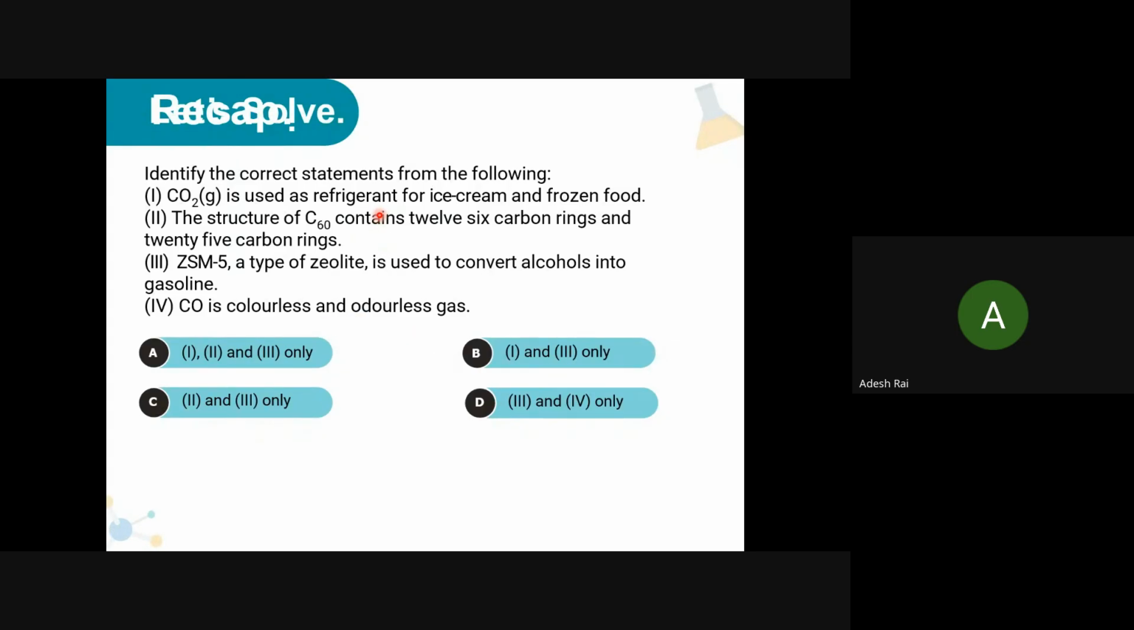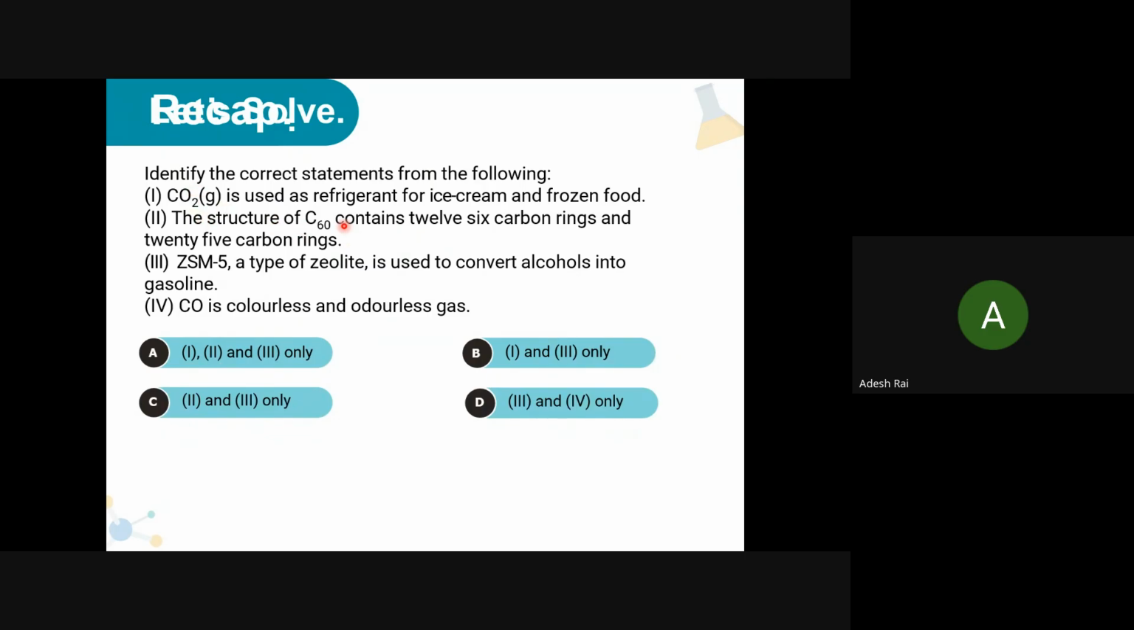Identify the correct statement from the following. Carbon dioxide gas is used as refrigerant for ice cream and frozen food. Is it correct or incorrect? First statement, tell me. Incorrect. It is solid CO2, dry ice, that is used. No, CO2 gas is gas. So be careful. So this is incorrect.